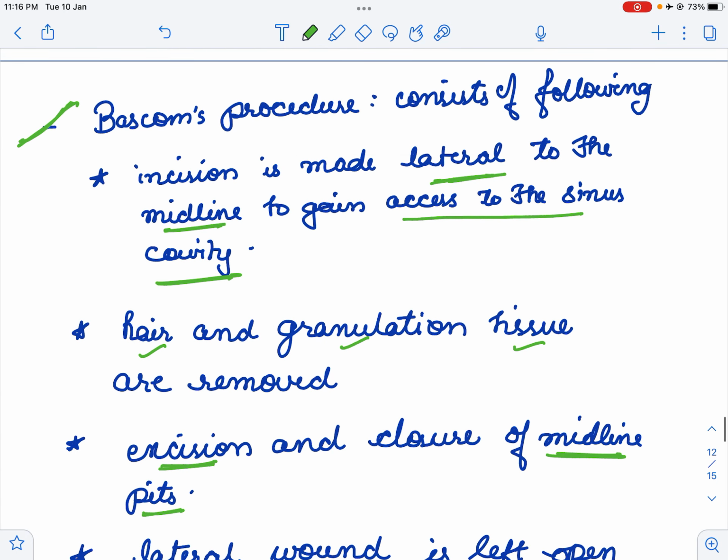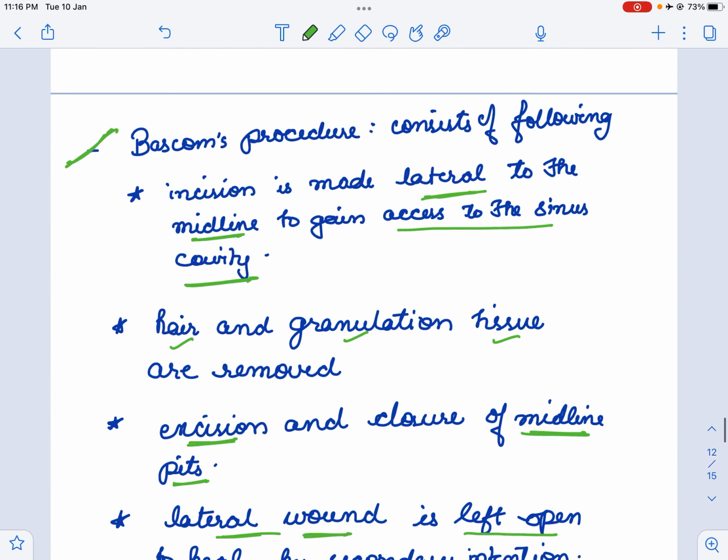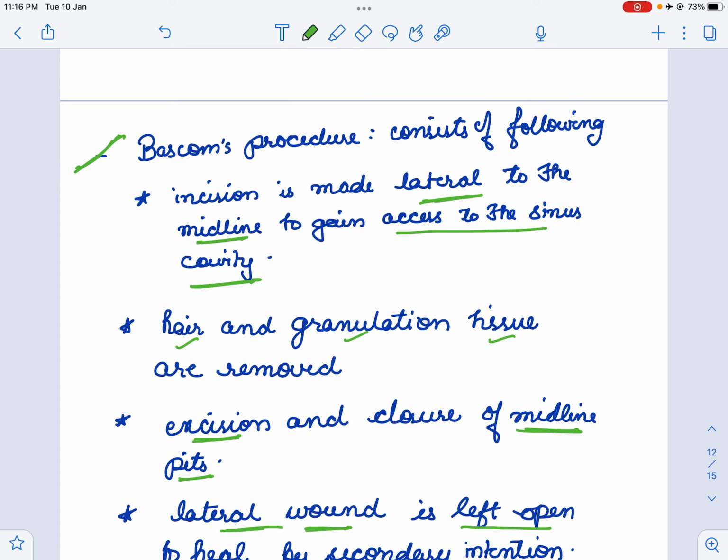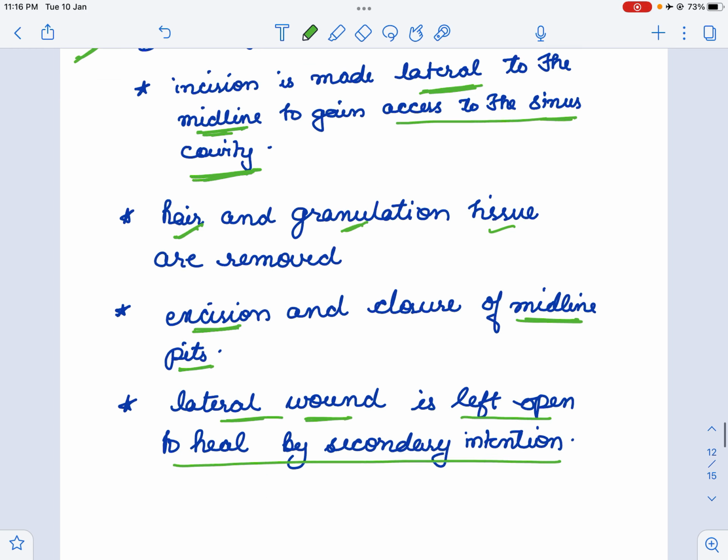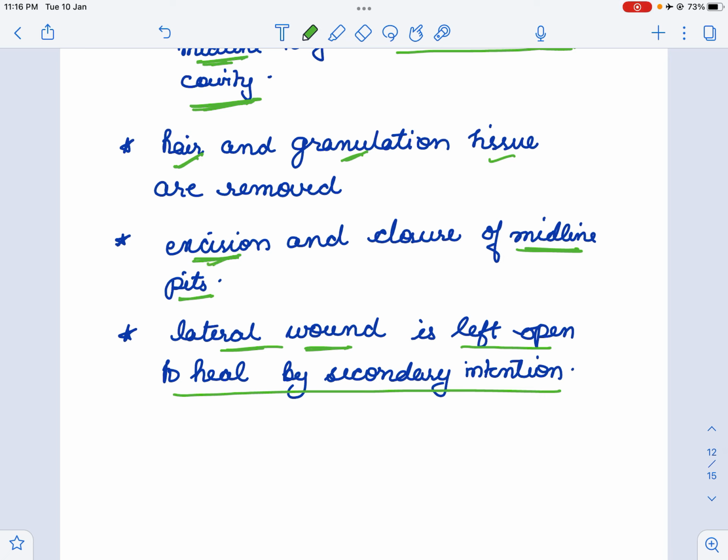So, let us look at Bascom's procedure again, since it sounds a bit complicated. You first make an incision lateral to the midline to gain access to the sinus cavity. Once you gain access, you remove the hair and the granulation tissue. Then you excise and close the midline pit. After that, you let the lateral wound stay open to heal by secondary intention.